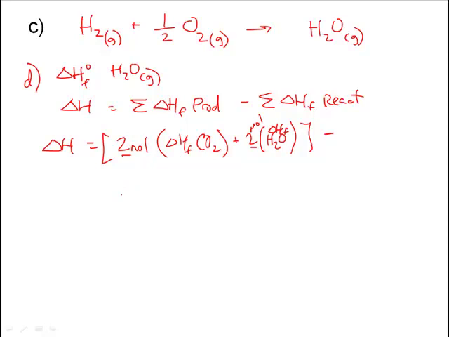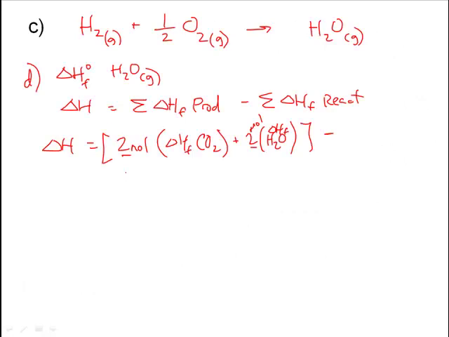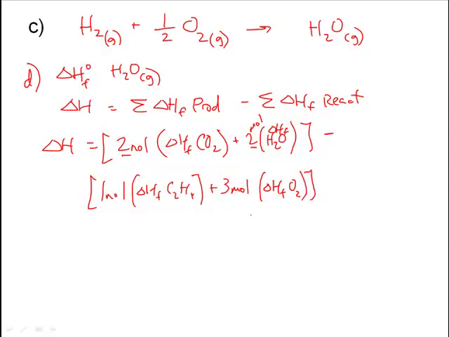And then you've got the heat of formation of the reactants. First reactant is C2H4, there's 1 mole of that, so 1 mole times the heat of formation of C2H4. And then I have how many moles of oxygen? 3 moles of oxygen. And I need the heat of formation of oxygen. And there is my equation. Now all I have to do is plug in the correct numbers.